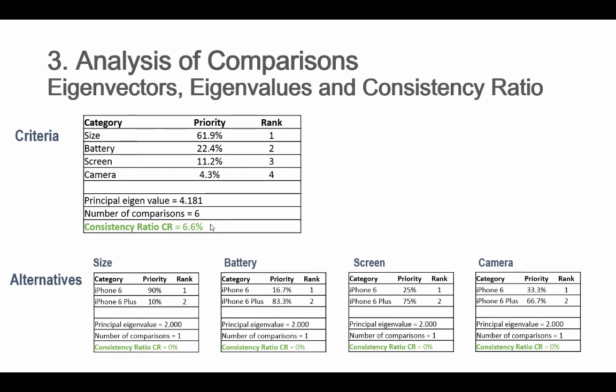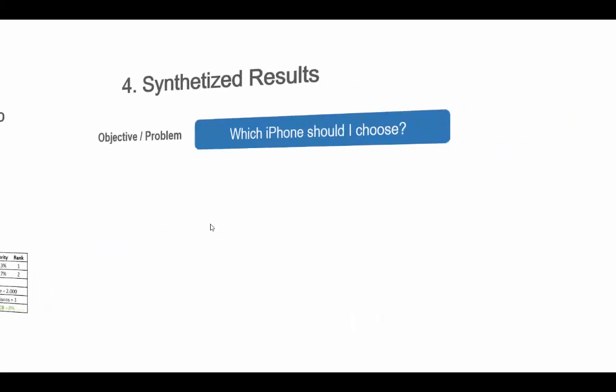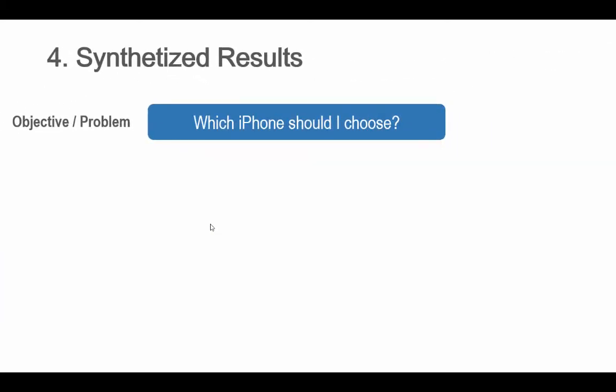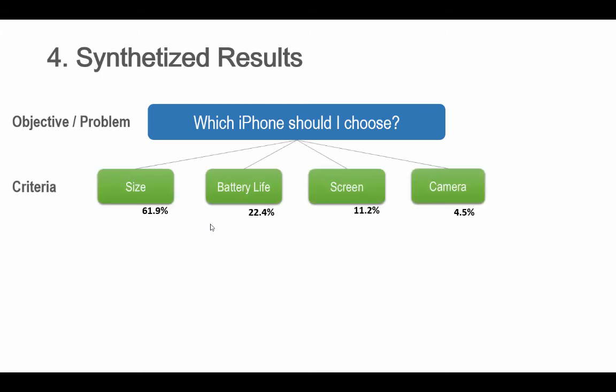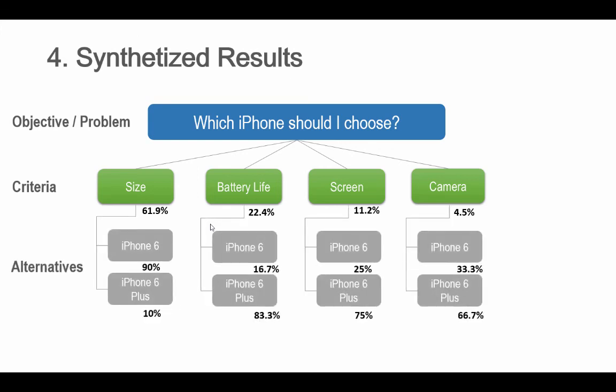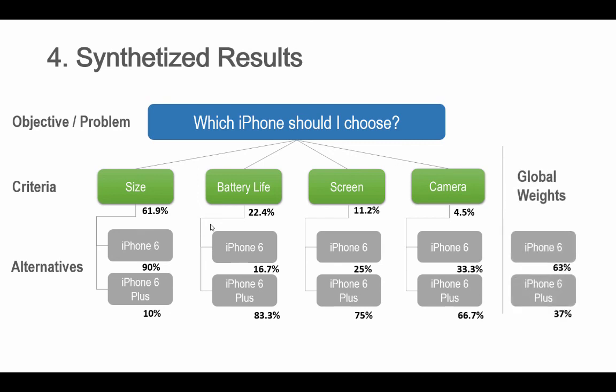Finally, I synthesize results and see how they look on the decision problem hierarchy. Here, I can see that size is the most important criteria, followed by battery, followed by screen, and followed by camera. And I can also see which phone is preferable under each specific criteria. At the end, I can notice with the global weights that the iPhone 6 is the preferable phone for me.